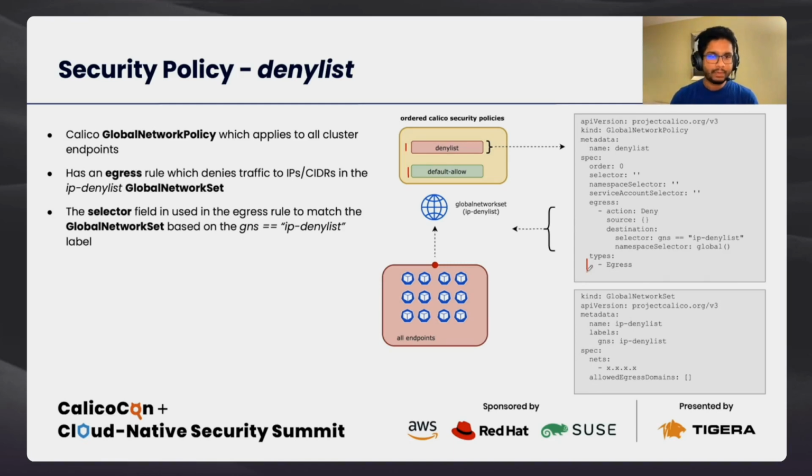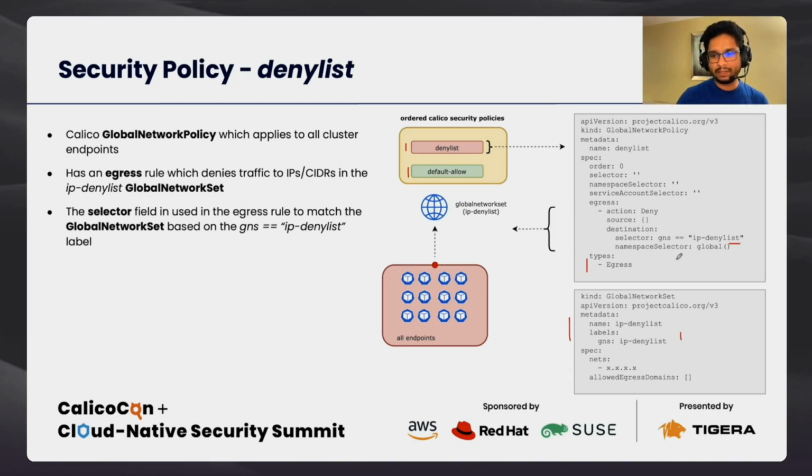Okay, so this policy has an egress rule which denies traffic to IPs and CIDRs in the IP deny list global network set, and I've shown the global network set on the right hand side as well. Now recall that global network sets are a way of organizing IPs or CIDR blocks, and referencing those in policies. The selector field is used in the egress rule to match the global network set based on the GNS equals IP deny list label. So if you look at the global network set, we have a GNS equals IP deny list label, which is referenced in the egress rule implemented in the security policy.